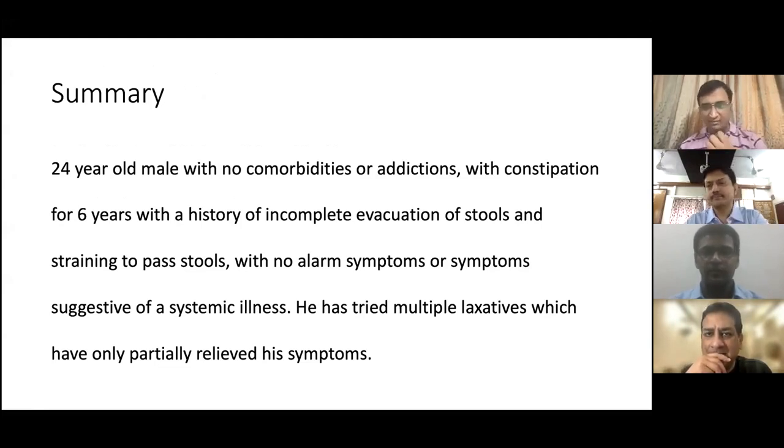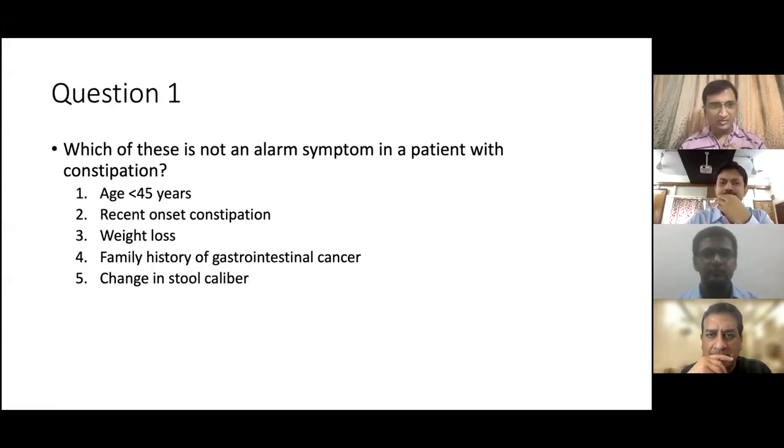I guess after the summary, we have a couple of questions for the audience poll. So this is the first question. If you can just put up the poll. Which of these is not an alarm symptom in a patient with constipation? Age less than 45 years, recent onset constipation, weight loss, family history of GI malignancy, and change in stool caliber.